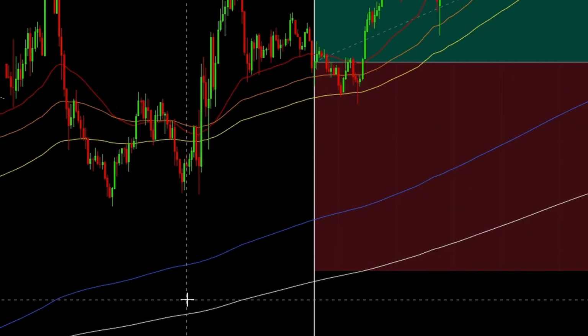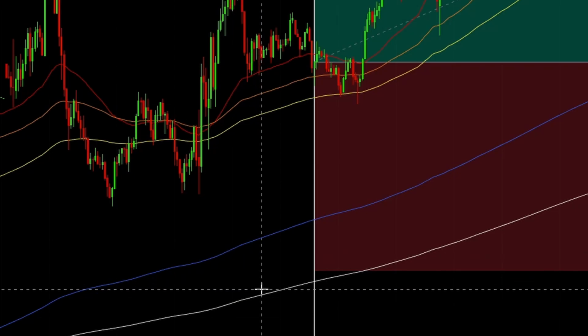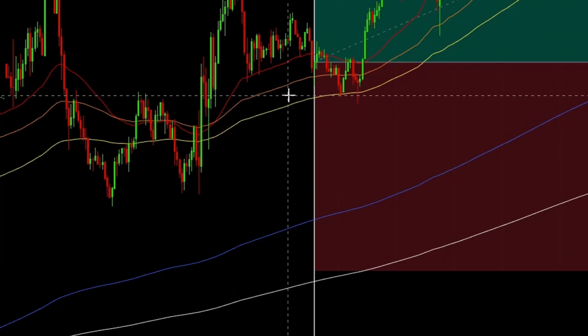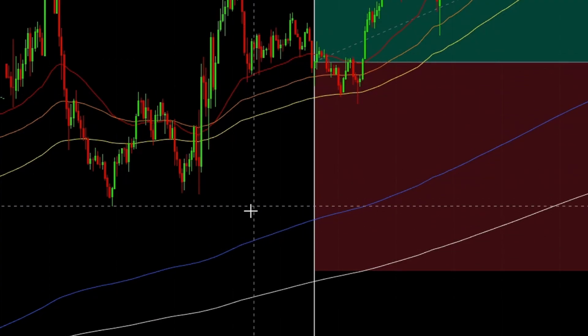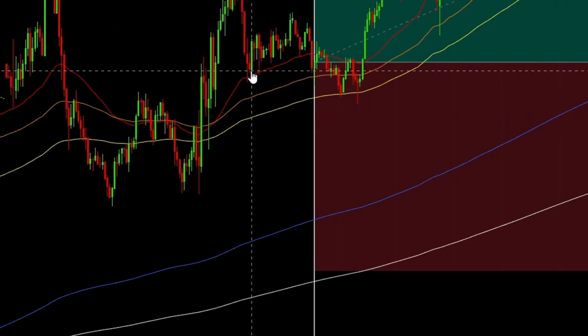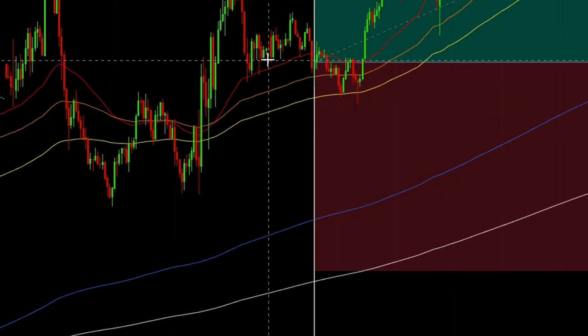These two EMAs are moving very slowly, so these confirm the higher time frame trend of this specific asset. As the blue line is above the white line, it means that we are in an uptrend. While these three moving averages move significantly faster than these two, so if these align, this means that on the lower time frame, the short-term trend is also trending upwards.